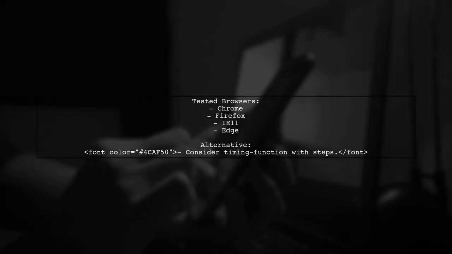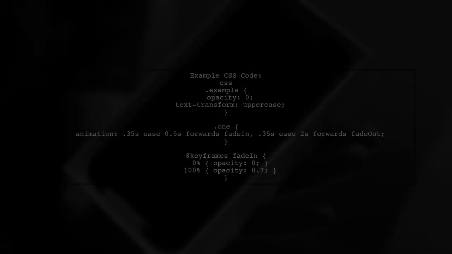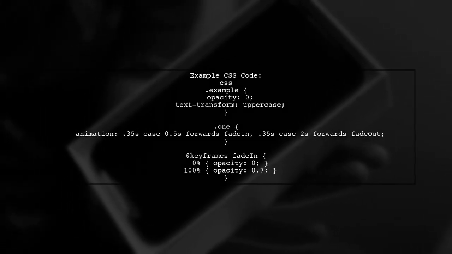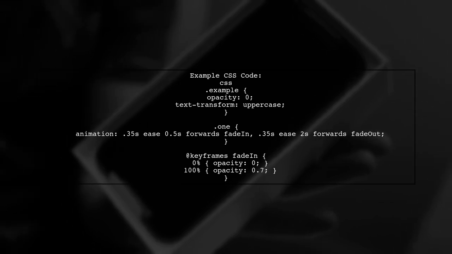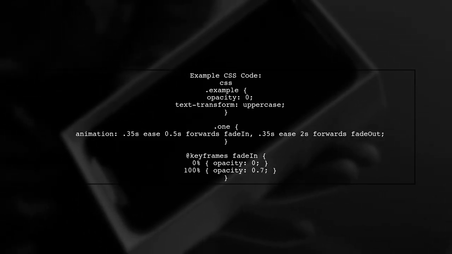The provided example works well across multiple browsers, including Chrome, Firefox, IE11, and Edge. You can also explore using the timing function with steps, but the two keyframe method is simpler. For a practical demonstration, check out the updated fiddle linked in the description. Here's a quick look at the CSS code used for the animations.